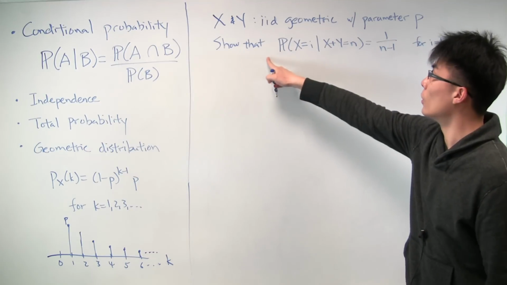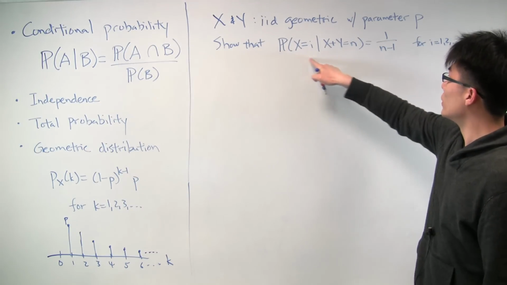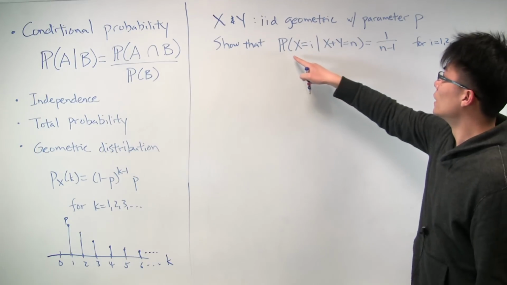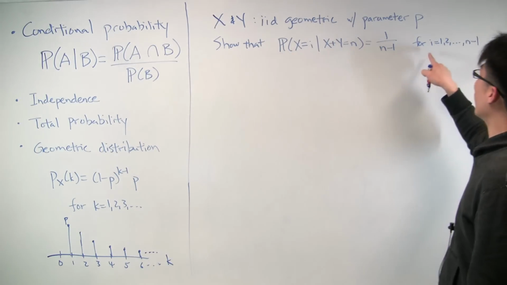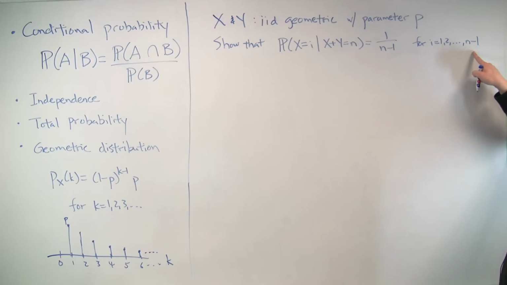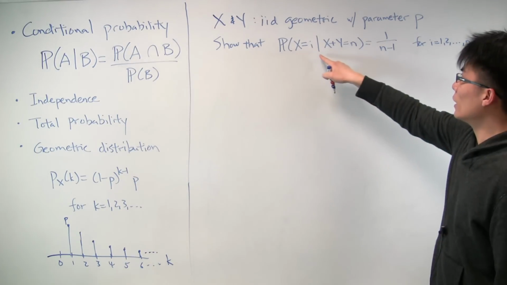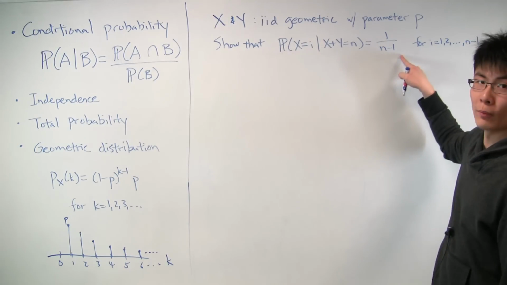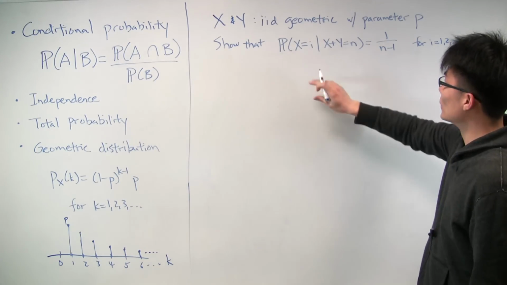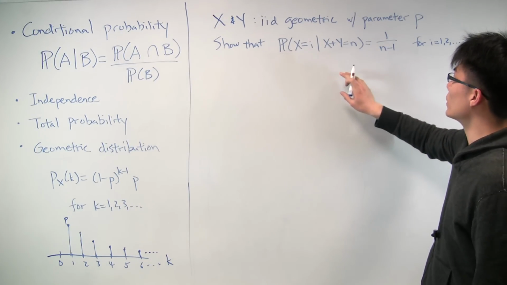And what are we asked to show? We're asked to show this fact, that the probability that X equals i, for i equals 1, 2, all the way through n minus 1, given that X plus Y equals n, is equal to 1 over n minus 1. Okay, so let's actually try to parse this and see what it's saying.